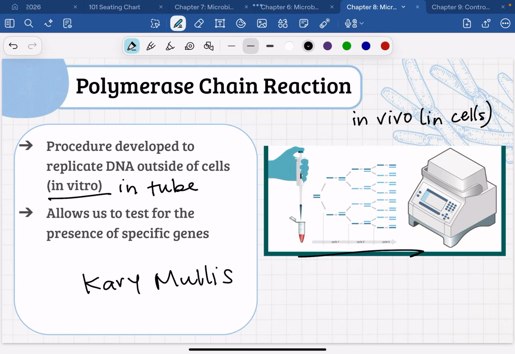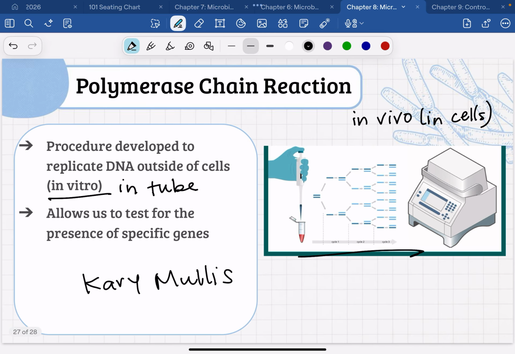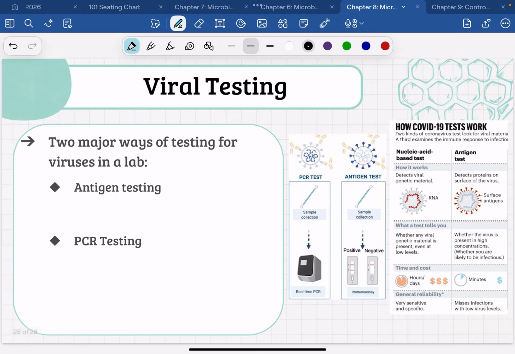Maybe it's the key. All right, so with viral testing, we're specifically going to focus, like I said, polymerase chain reaction is a procedure that can be used in lots of ways. We talked about how it can be used in forensics and all kinds of stuff. But one of the ways that's really important and really growing currently and very relevant to your future careers is viral testing. And there are two major ways of testing viruses in a lab.